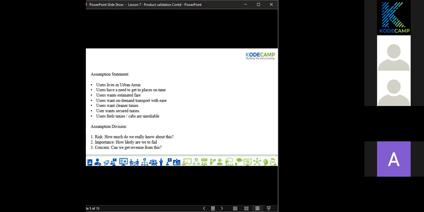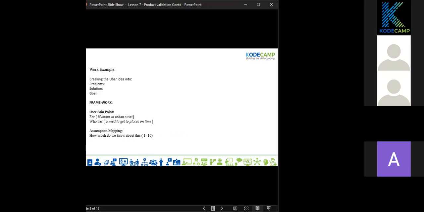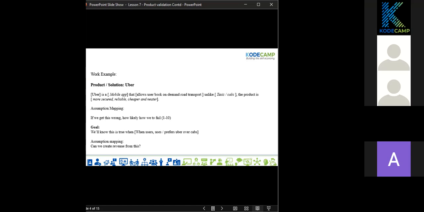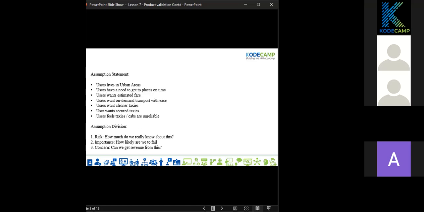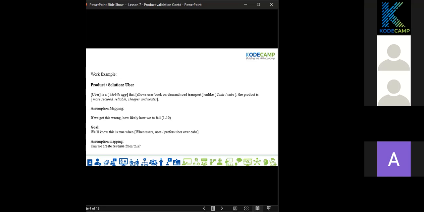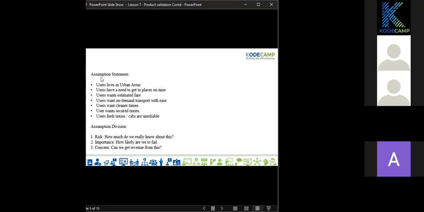So here is the statement. And the next thing is the assumption division. You already have the risks, importance, and consign. Each time I did a framework, you can see my assumption mapping. I had a question in mind, and at the same time, for the goal, I also had a question in mind. When I wrote my assumption statement, the questions were still there. So assumption division will be risks, important, and consign.